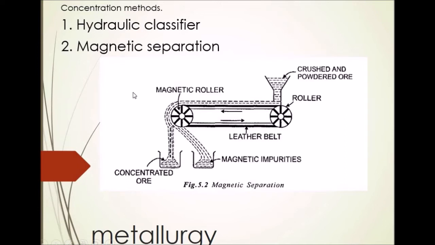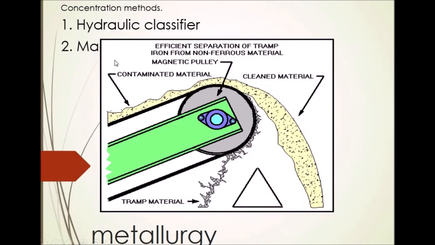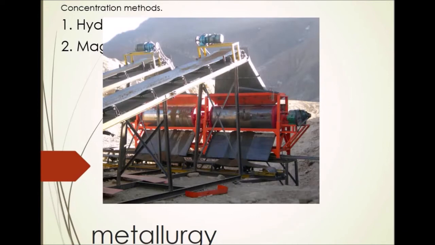Similarly, if ore particles are magnetic in nature and impurities are non-magnetic in nature, both form separate heaps and are collected separately. This is how ores that are magnetic in nature are separated by this process. And you can see a kind of magnetic roller, and this is how the magnetic roller looks.